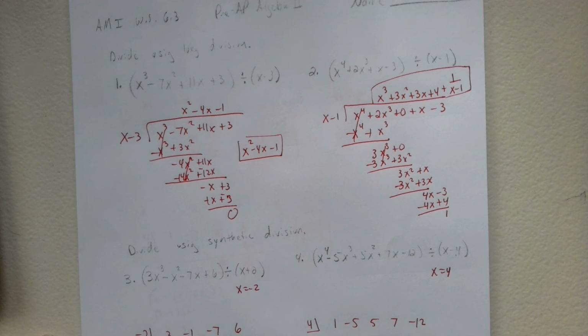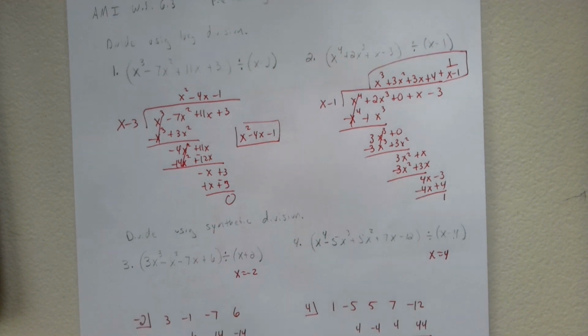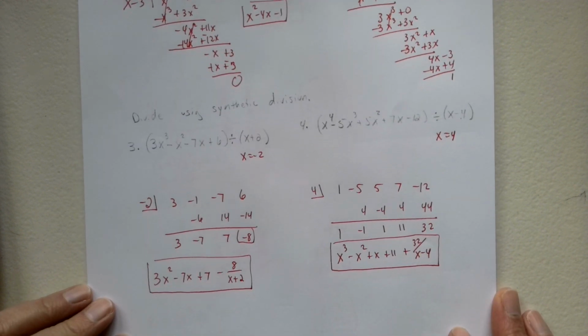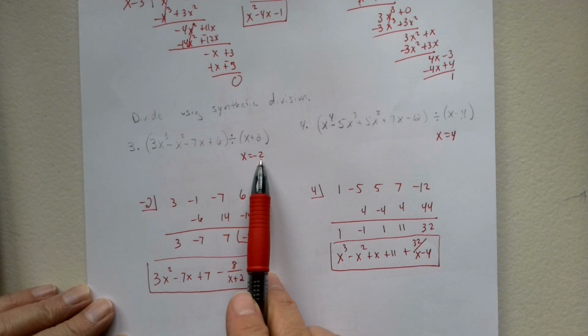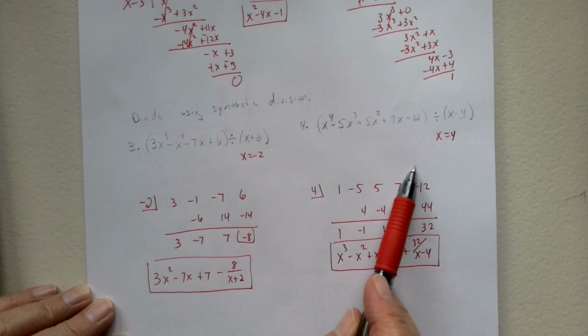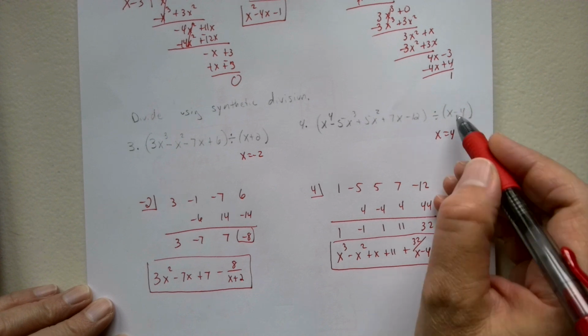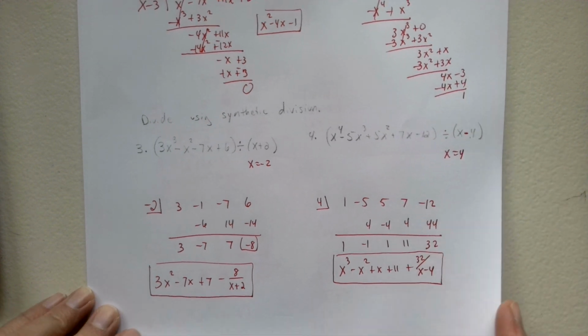Wednesday was a review of your long and synthetic division. So 1 and 2 were long division. And then 3 and 4 were your synthetic. Be sure and change this to x equals. So this should be -2. And this should be +4 because of a little minus right there.